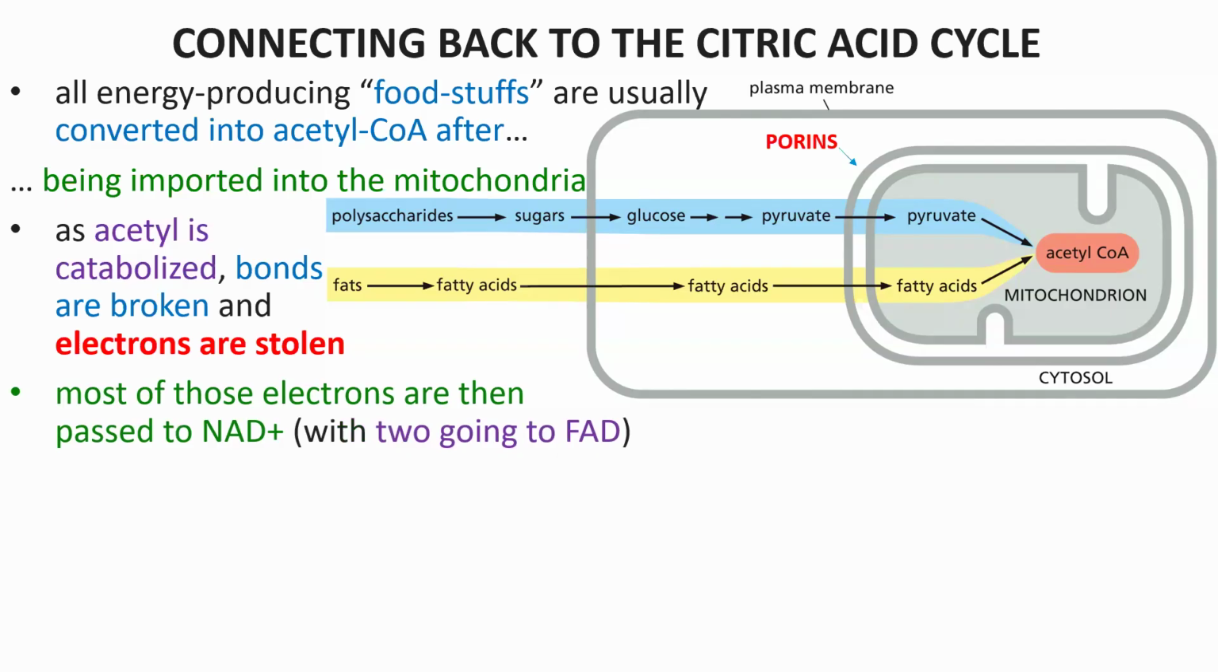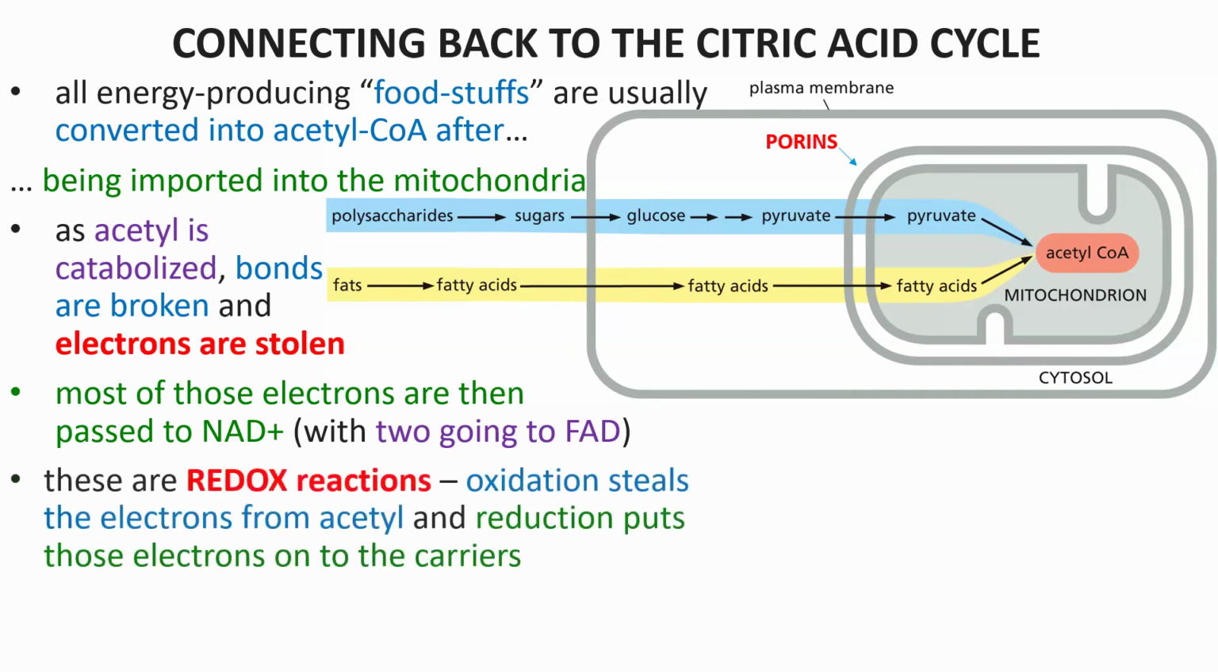And then citrate, step by step, is slowly decarboxylated. And bonds are broken in that decarboxylation. Electrons from those bonds are stolen and used to reduce NAD to NADH or FAD to FADH2. So the citric acid cycle breaks these sugars, these fats, or these proteins down basically into electrons that can be used with the electron transport chain.